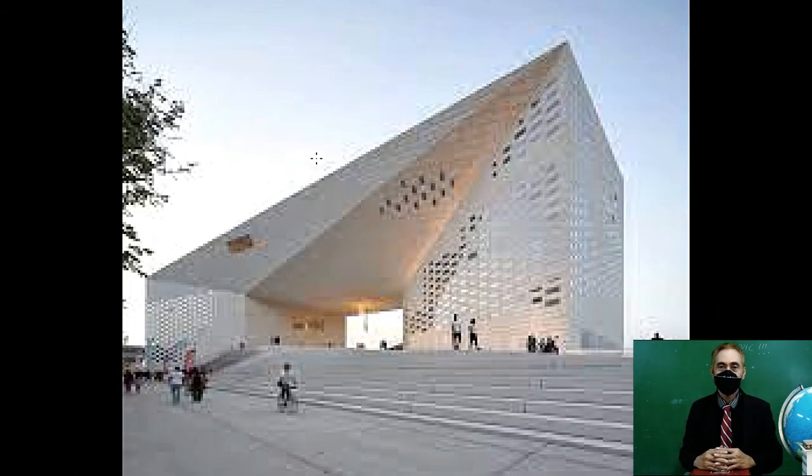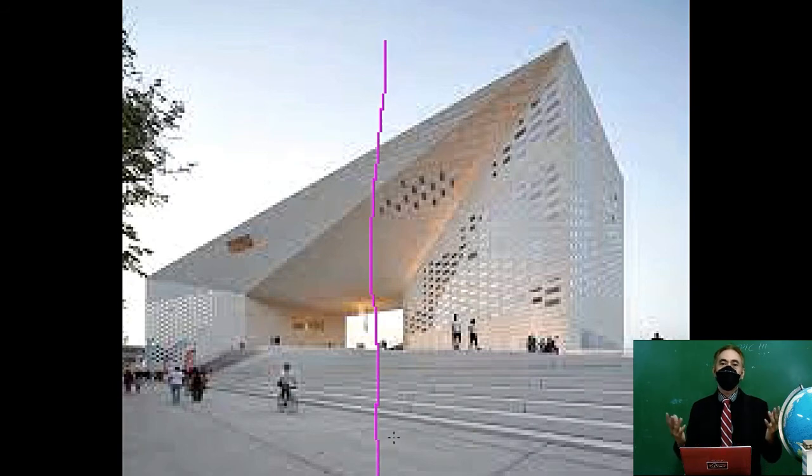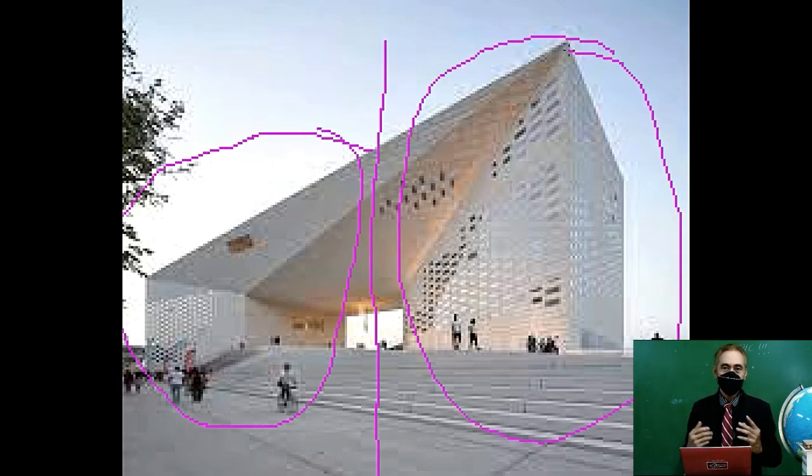Okay class, here are some examples of what we called informal balance in architecture. So if you're designing modern buildings, you should know how to apply this principle of design, the informal or asymmetrical balance. Now try to put a line, divide the building into the center, and you can see that the other side is not mirrored with the other side. So therefore, there is no symmetry, and the design is absolutely informal or asymmetrical balance.